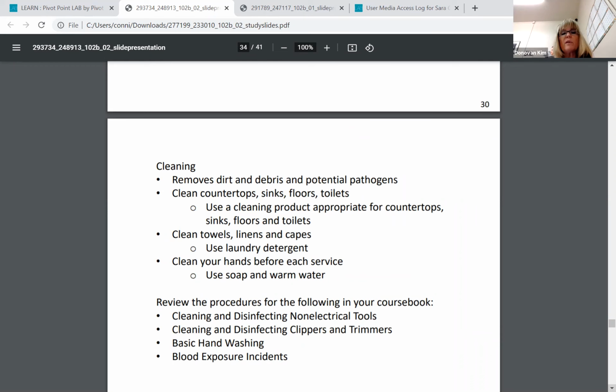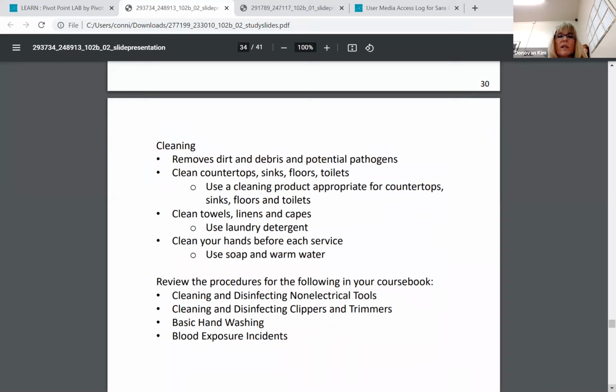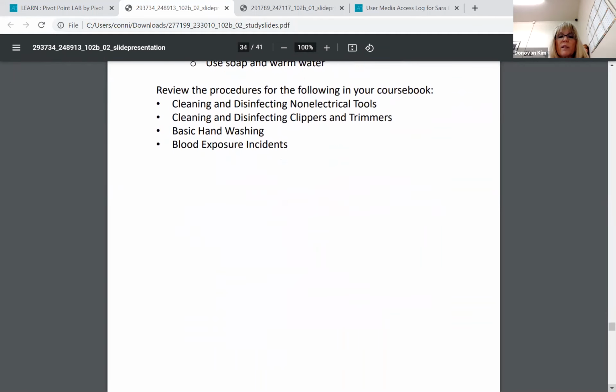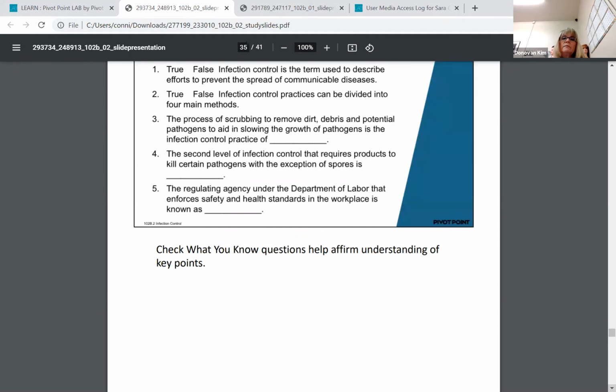Read these over and familiarize yourself because I know that the test questions are going to say things like, which level of disinfection is appropriate for cleaning, or which level of disinfection would you use for countertops, sinks, floors, and toilets? Would you use disinfection or would you use cleaning? Those are the types of things that you'll need to know for the test. So read over this and make yourself familiar with what's what.